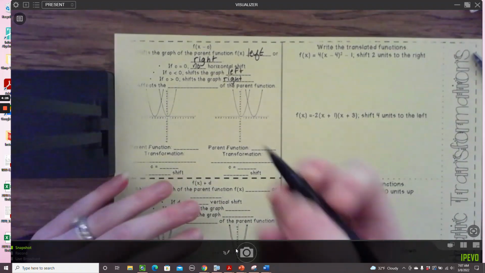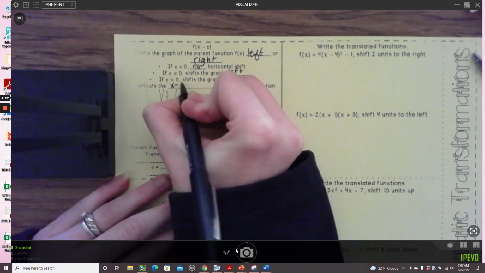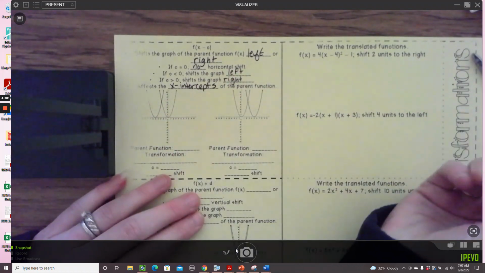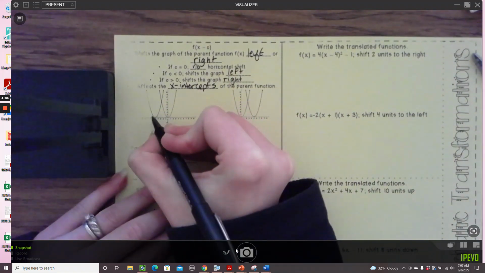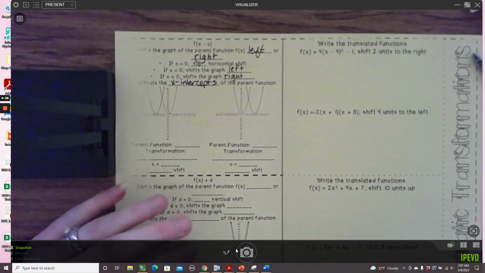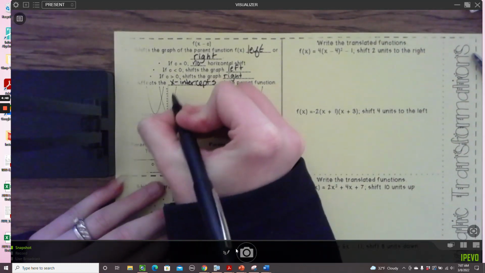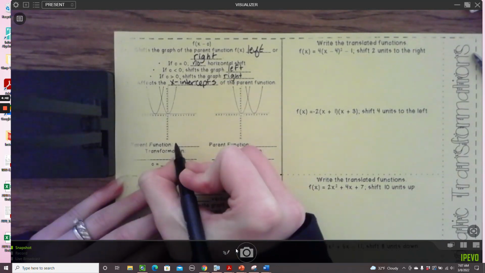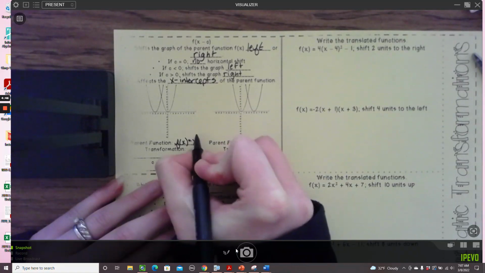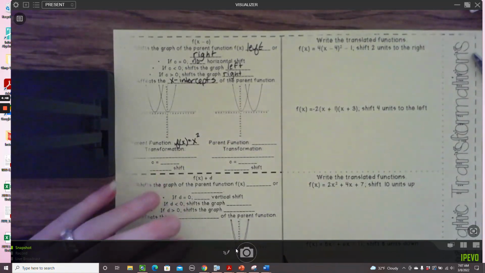This affects the x-intercepts of the parent function. So it's going to change where this parabola crosses the x-axis. So our parent function here is this one that's centered up nice and pretty for us. And that parent function again is f of x equals x squared.